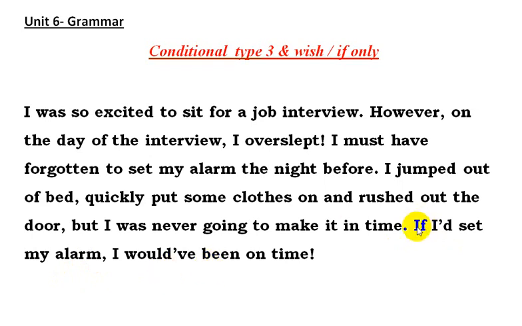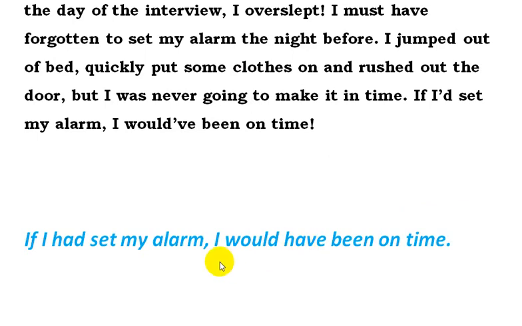Nice. I'd like you to pay attention to the last sentence in this paragraph. It says, if I had set my alarm, I would have been on time. And ladies and gentlemen, this is where we have an example of conditional type 3. Let's look at this in more detail. So I have the example here, the same one from this text. If I had set my alarm, I would have been on time. This is an example of conditional type 3. I'd like you to look at it and tell me how it's used or formed.